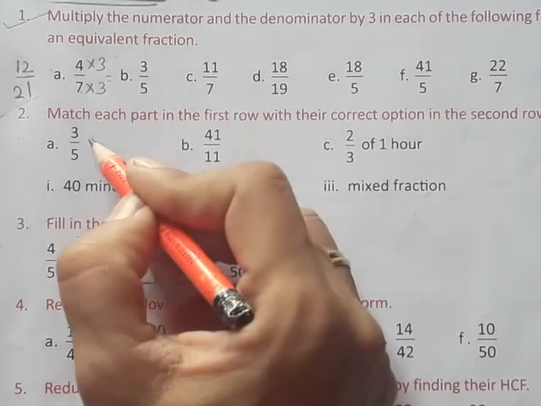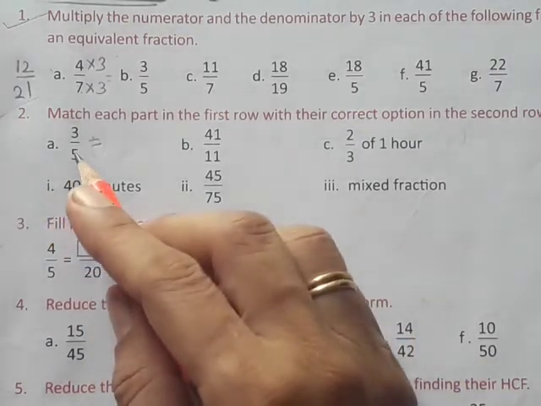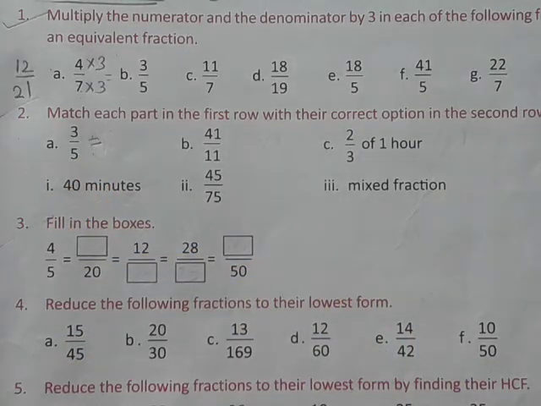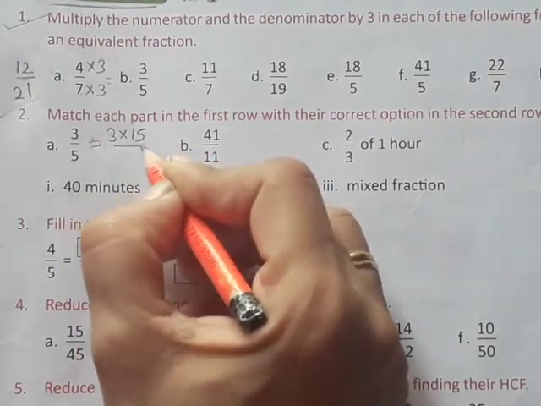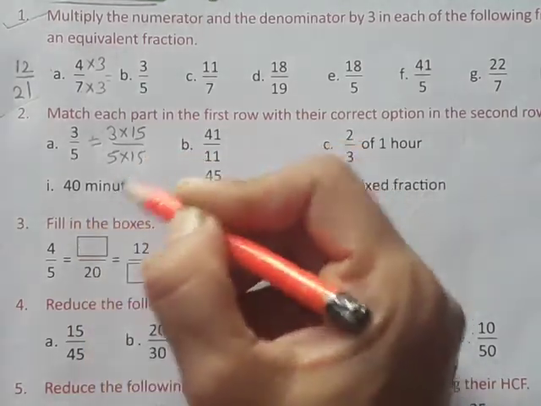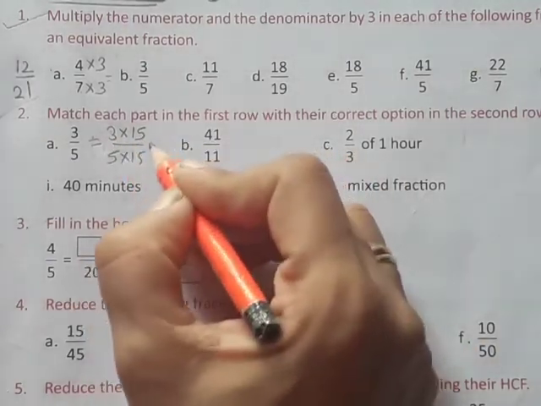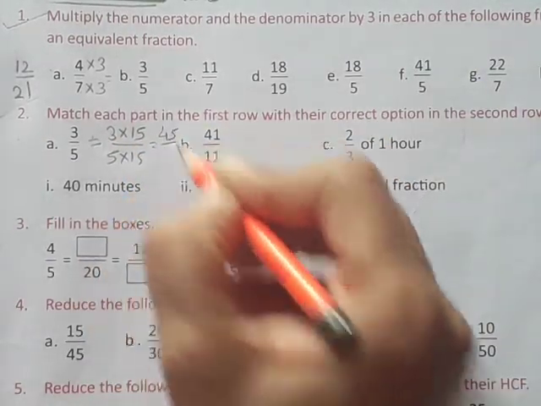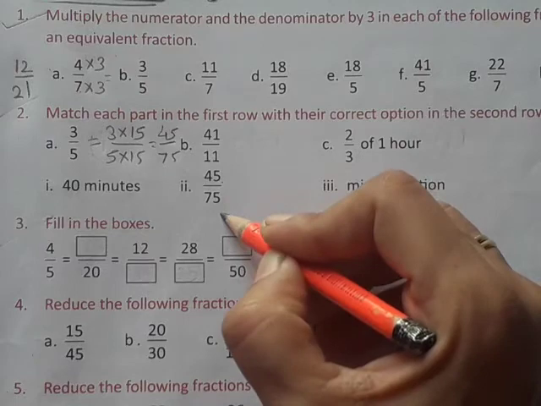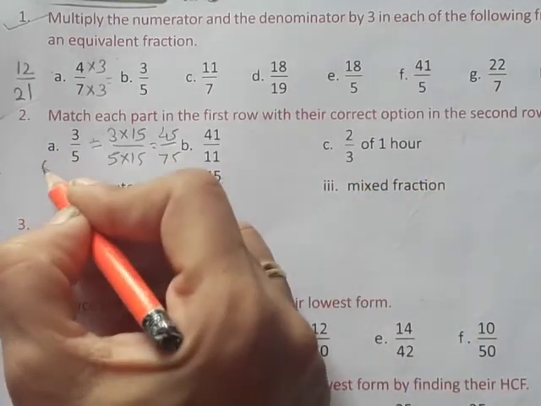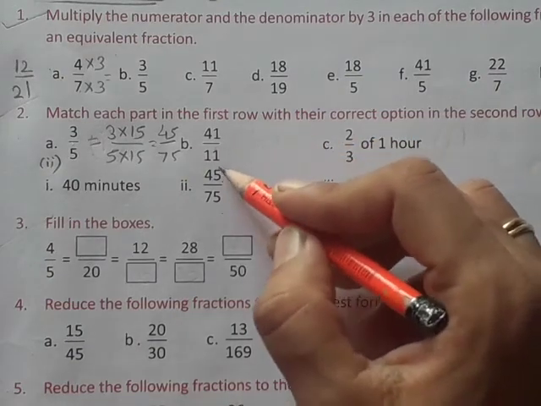So 3/5, when we multiply it, we find the equivalent fraction. Okay, so how to find it? When we multiply 3 by 15 and 5 by 15, we get the answer: 15 3s are 45 and 15 5s are 75. So here we get the equivalent fraction 45/75. So here you have to write the answer as the second number. Okay, second number. Then B, 41/11.